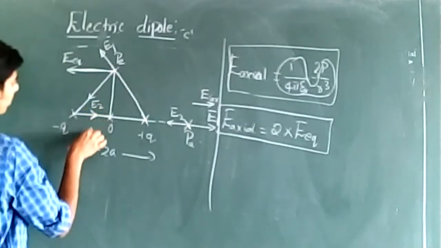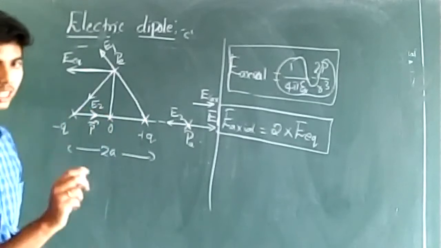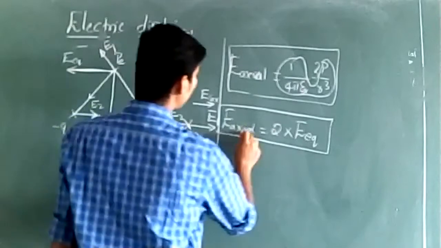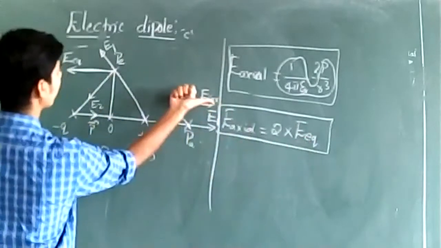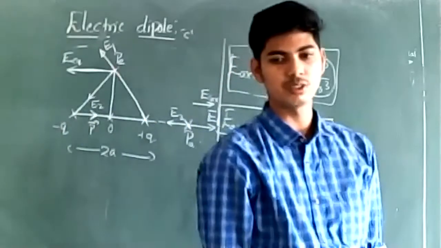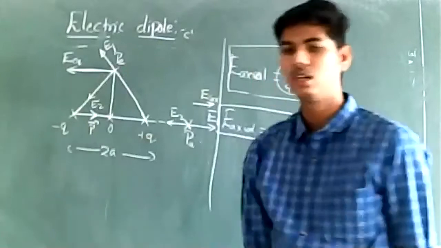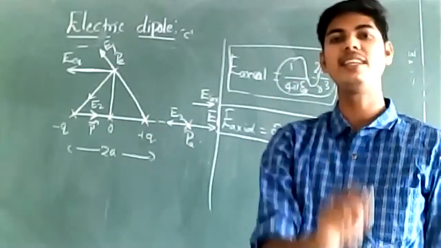Electric dipole moment is from minus q to plus q. Now my question is, what is the angle between E axial and E equatorial? E axial and E equatorial are in opposite directions. So the angle between E axial and E equatorial will be 180 degrees.